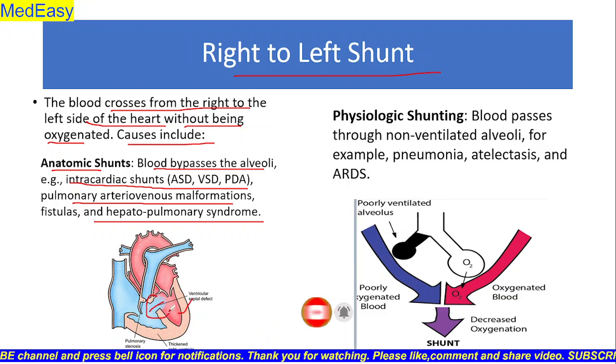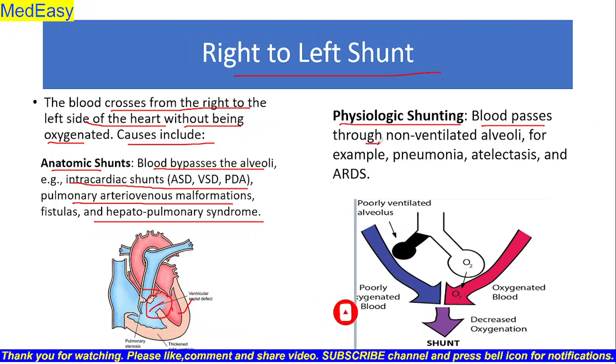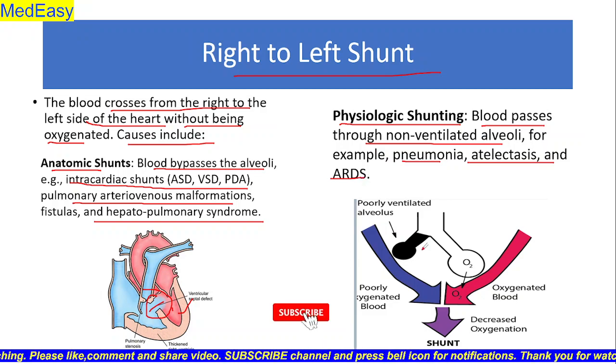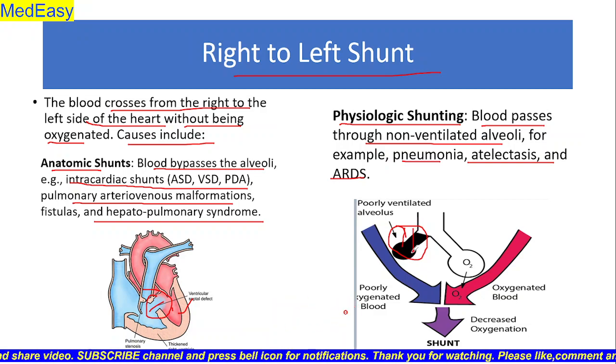So, if the right side blood is mixed here, the deoxygenated blood will be mixed with the oxygenated blood, causing hypoxia. Okay. And sometimes it also happens in physiological shunting, like when blood passes through non-ventilated alveoli, for example, pneumonia, atelectasis and ARDS. For example, this alveoli is damaged because of pneumonia, okay, and this part is not ventilating properly.